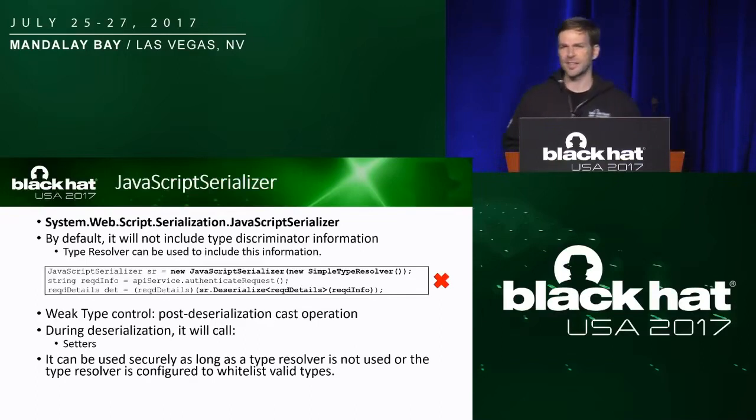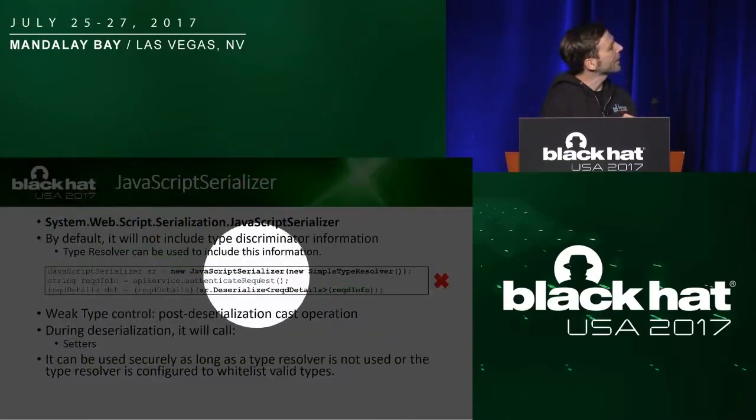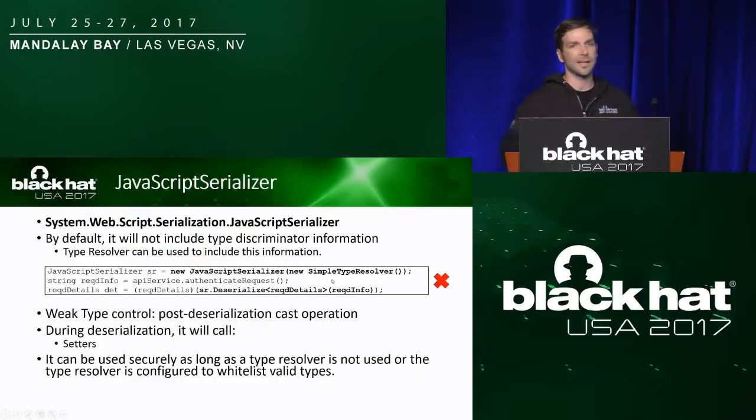Then we have JavaScriptSerializer, which is one of the .NET native serializers. By default, it's secure because it does not include the type information, so it's good. But when calling the constructor, as you can see here, developers can pass a type resolver. If they do that, this type information will be included in the serialized JSON data and will be processed when deserializing the data, so that will make the library vulnerable, because this library performs no type control at all, just this post-deserialization cast operation.